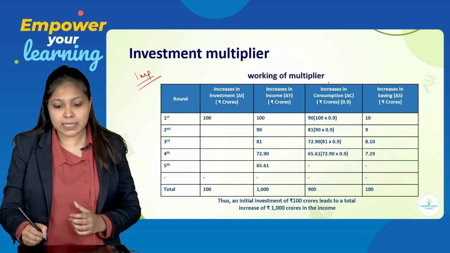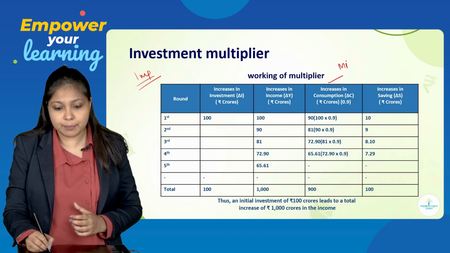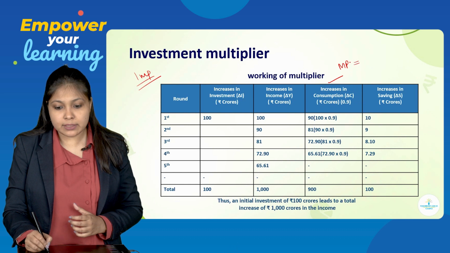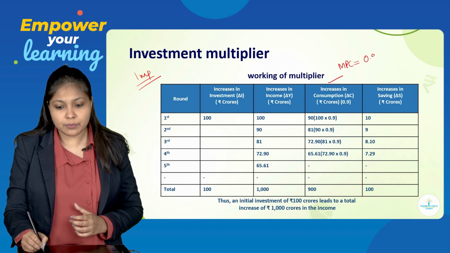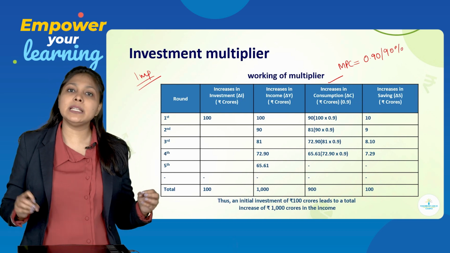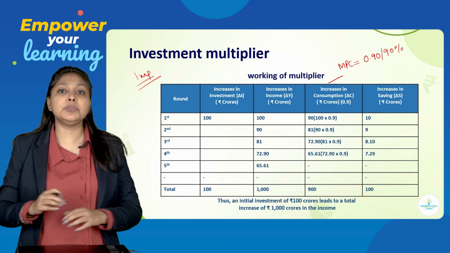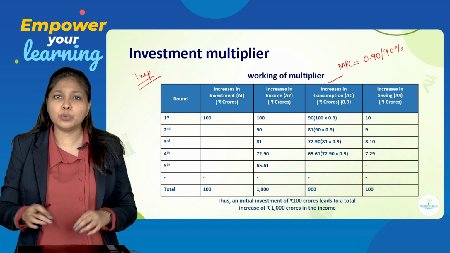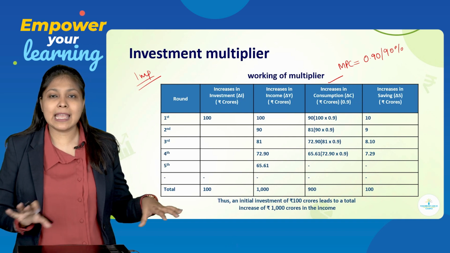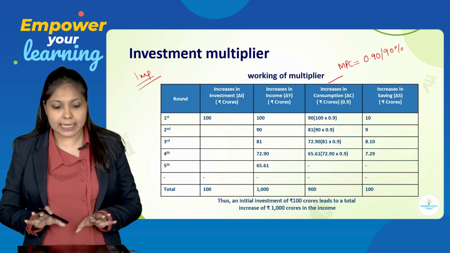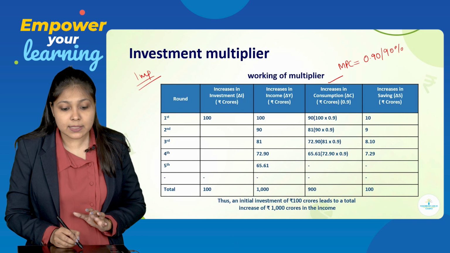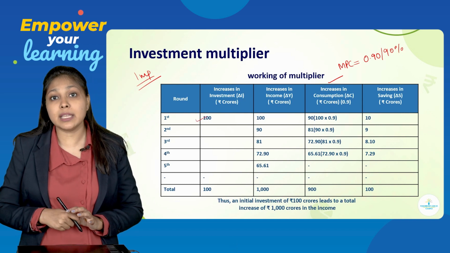Here you have to make an assumption that the value of MPC is 0.90, or you can also say it as 90%. It is completely up to you. Whatever value you want to take for MPC, you can take 0.2, 0.3, 0.4, 0.5, 0.6, 0.7. Here I have assumed it as 0.9. Now suppose that the increase in investment is by 100 rupees in the economy.